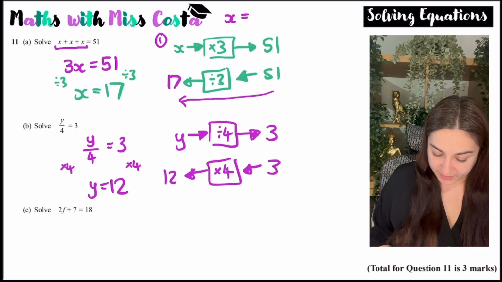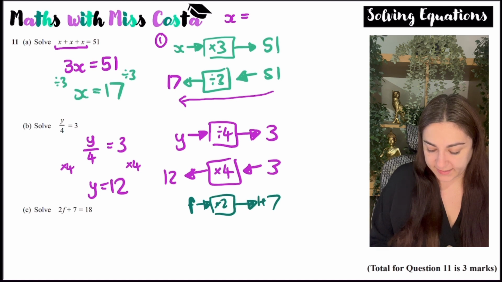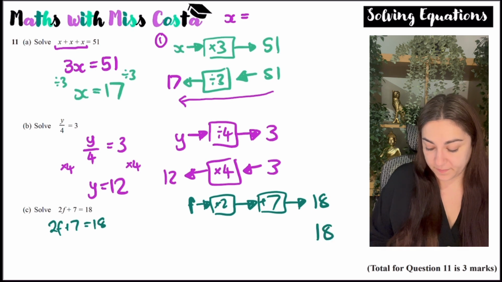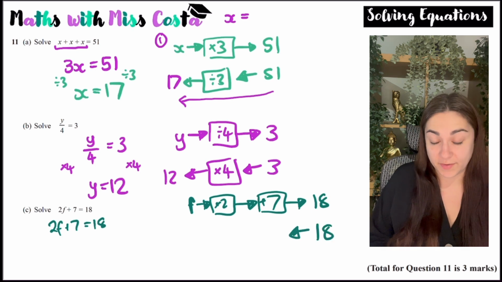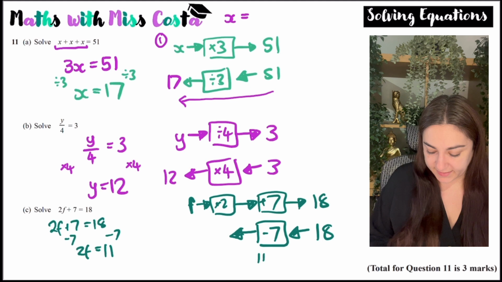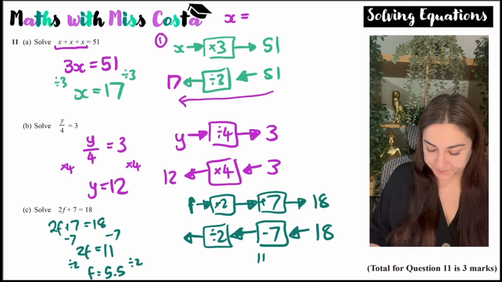The next one is a little bit trickier. So what's happening to the f? It's being times by 2. I then add 7 and 18 comes out. So this inverse function machine is going to tell me what I need to do. The inverse of adding 7 is taking away 7. So I know I subtract 7 from both sides and I'm left with 2f is 11. Once I've subtracted 7, I'm going to have to divide by 2, and 11 divided by 2 gives me 5.5.